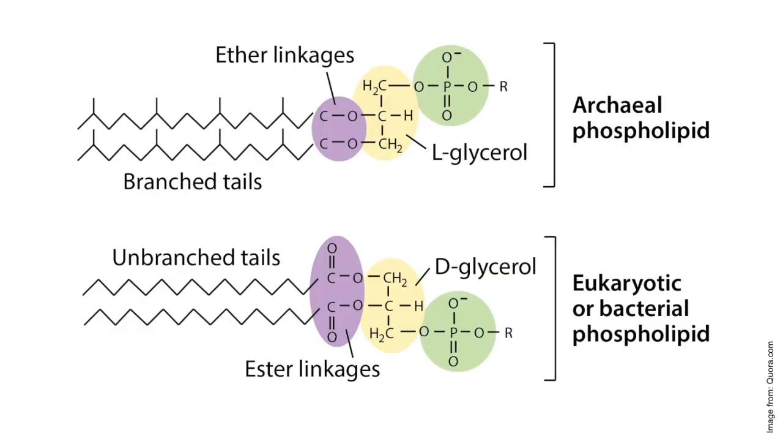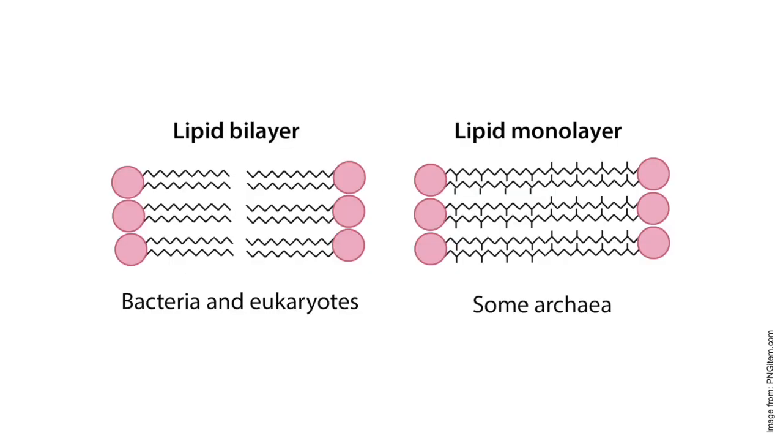Now let's look at the archaeal membrane structure. Phospholipids found in Archaea contain branched tails attached to the glycerol component via ether linkages. In contrast, eukaryotic or bacterial phospholipids contain unbranched hydrocarbon chains attached to the glycerol component via ester linkages. Some species of Archaea exhibit a lipid monolayer, whereas some still exhibit the traditional lipid bilayer also found in bacteria and other eukaryotes.